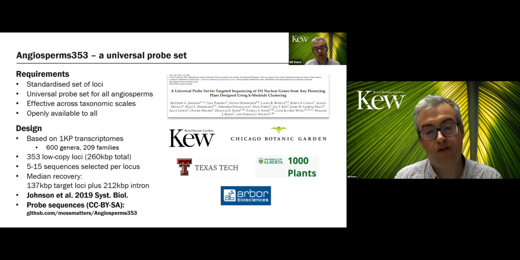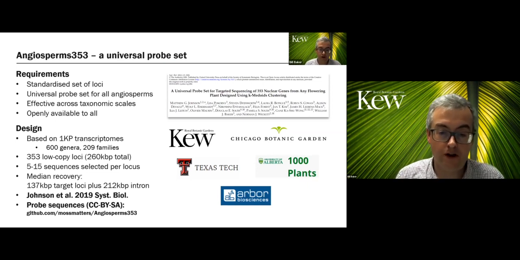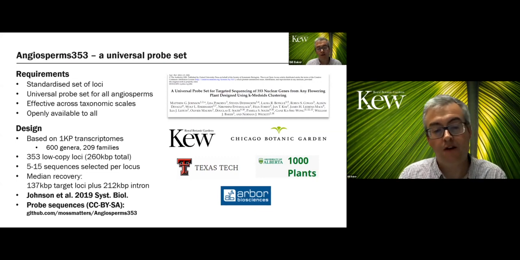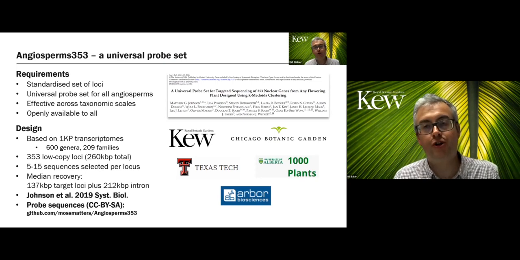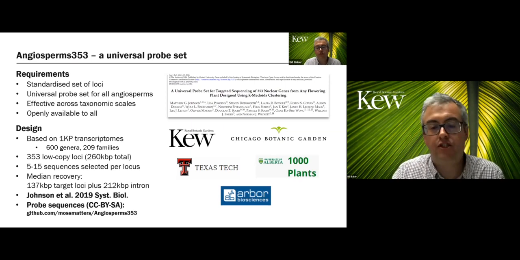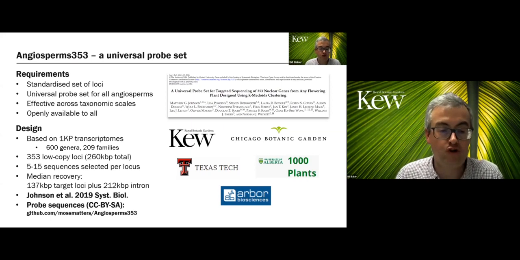So that was the design data set. And we looked at the 410 single copy genes that they identified and boiled them down to a set of, guess what, 353 low copy loci. And through a rather neat statistical approach, managed to select the minimum number of instances of each of those genes from the design data set that would likely be within sufficient distance from any flowering plant family that we would likely get good recovery.